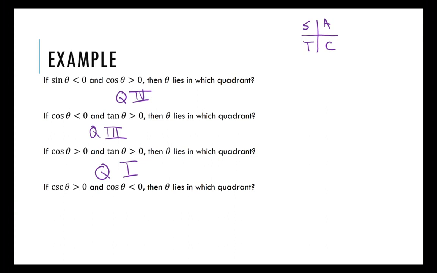Then, if cosecant is positive, let's remember which one's which. Sine of theta is related to cosecant of theta. Specifically, cosecant of theta is equal to 1 over y. And so cosecant being positive really also means that sine is positive. And so if sine is positive and cosine is negative, then we have to be in quadrant 2.